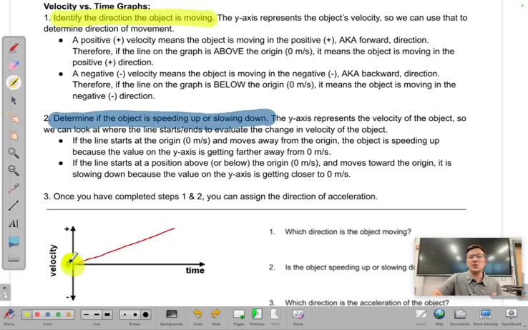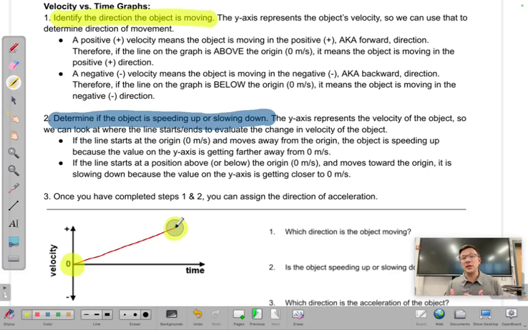So if we look at where it came from, using this first graph as an example, the velocity starts down here at 0, and then it moves away from 0. It goes to a non-zero number, and it does not matter what it is, whether it's positive or whether it's negative. The point is that the object's velocity started at 0 and then it goes away from 0. That means the object is speeding up.